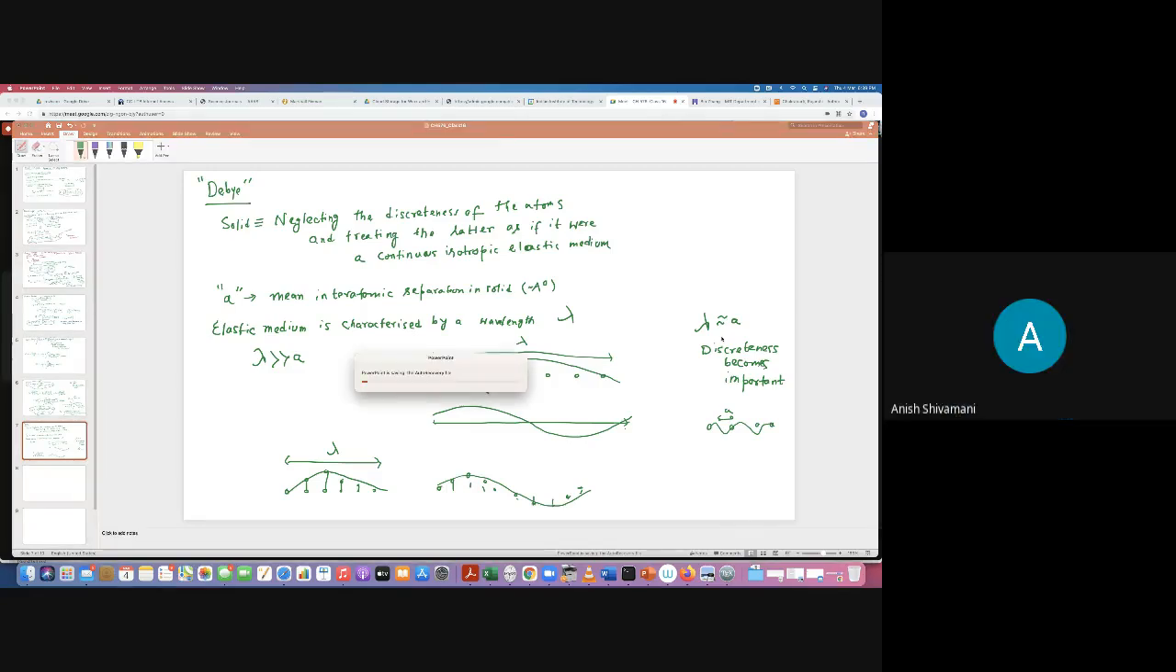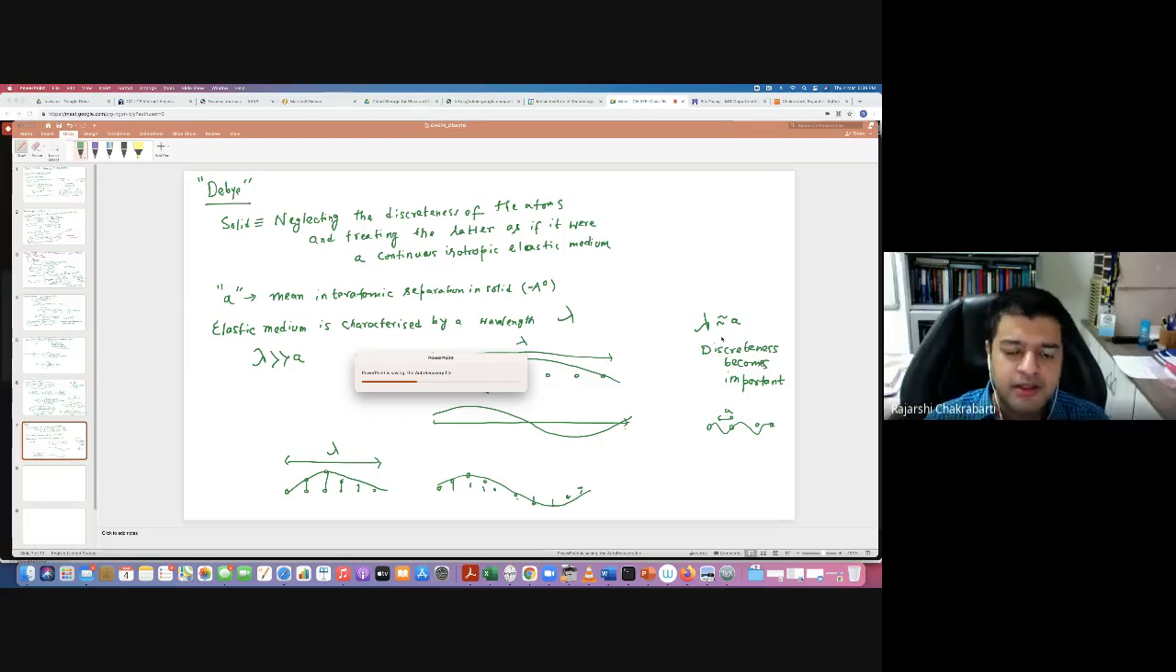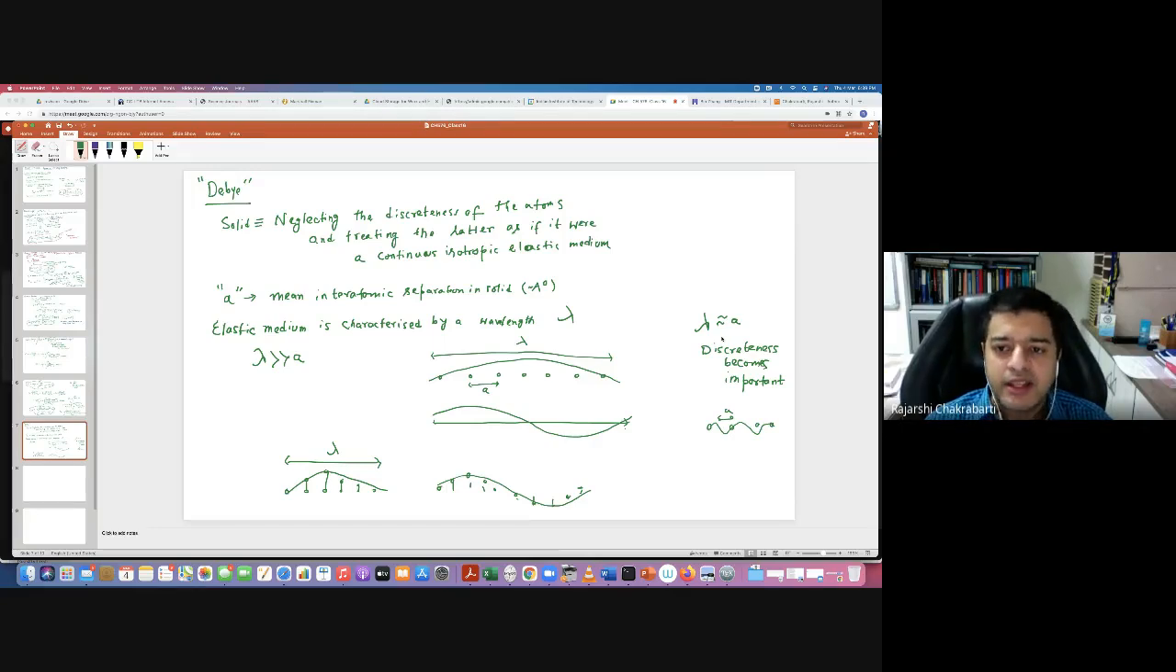Let me repeat. You're assuming that, okay, let us treat this solid as an elastic medium. This is a good approximation whenever you're dealing with wavelength which is much greater than the interatomic separation of the solid. When lambda is close to A, this is not a good approximation, because then the lambda for solid vibrations will not match with this lambda, because solid vibrations are collective vibrations. So only when your lambda is large do you have a good approximation.